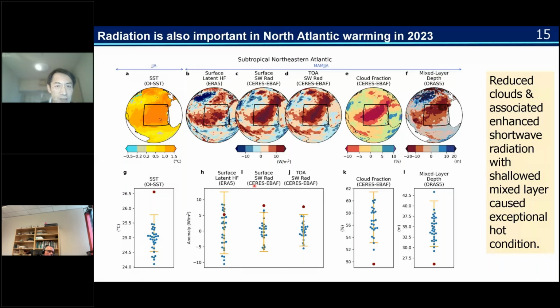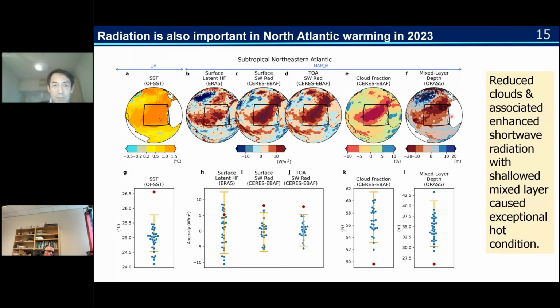And this is very consistent with the top of atmosphere shortwave. This is actually related to the cloud reduction, so cloud reflection is reduced. Another factor is the shallow mixed layer. So we consider that for the North Atlantic, the combined effect of the shortwave radiation increase due to the cloud reduction and the mixed layer depth decrease is important.